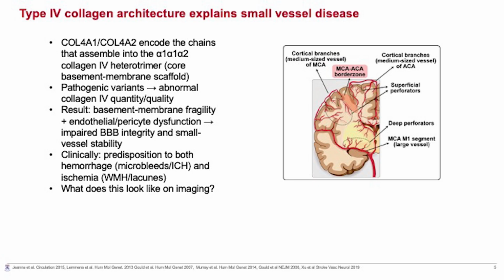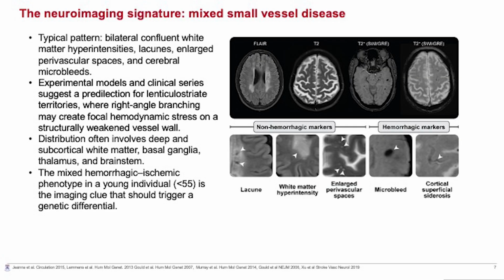So what does this look like on imaging? The neuroimaging signature is really a mixed small vessel disease. As I said, there's the question of bleeding and clotting. The typical pattern, as you can see in the FLAIR to the left there, is these confluent white matter hyperintensities and lacunes, where there's clearly damage deep within the brain. And then you can also have microbleeds.